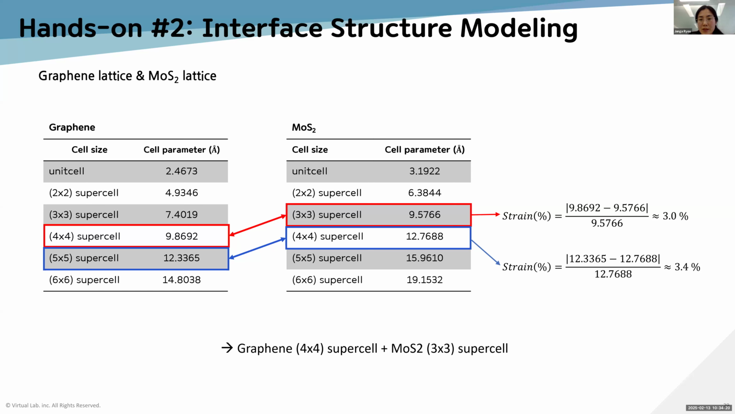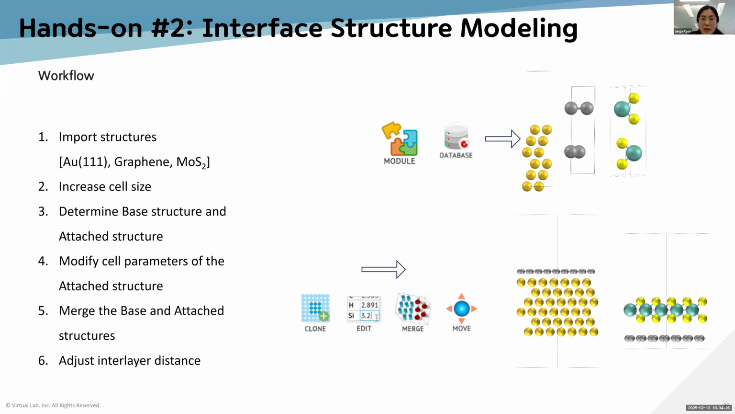Okay, now let's build on this concept to model the actual heterostructure. This is the heterostructure modeling workflow. First, import the structures, here the graphene (111) and MoS₂ structures, and then create the supercells. Then we change the cell parameters of the structure to which we want to apply the strain. Then we merge the two structures together, and finally adjust the interlayer distance. Okay, we will move to Materials Scale and use the Materials Scale tool.